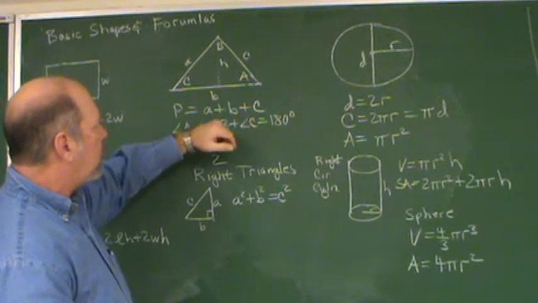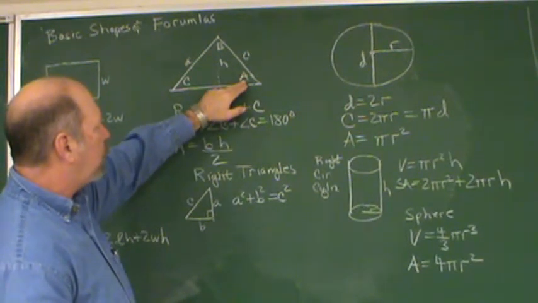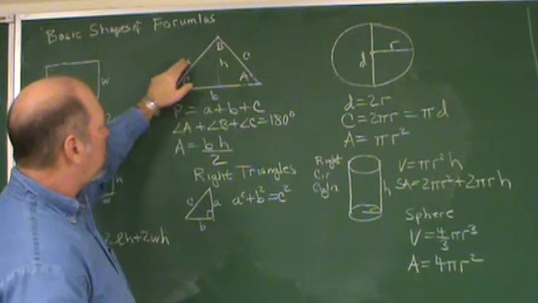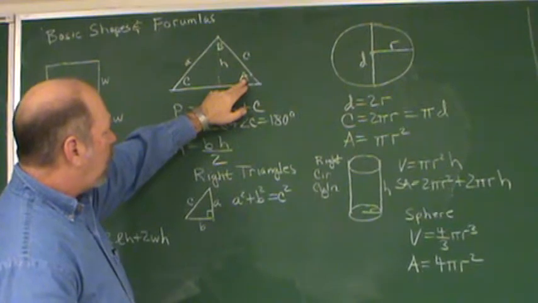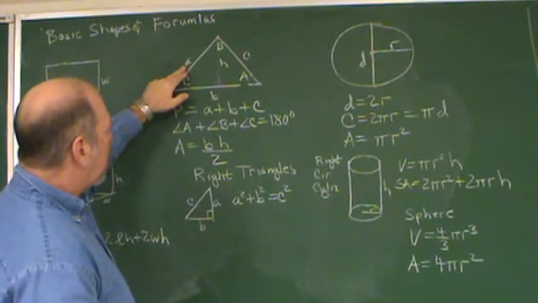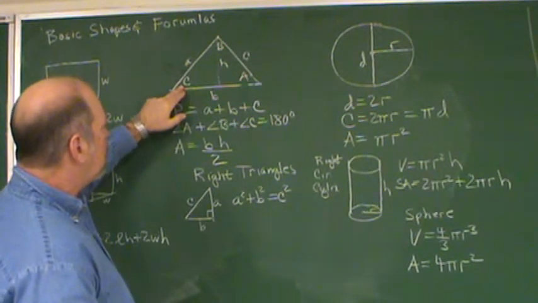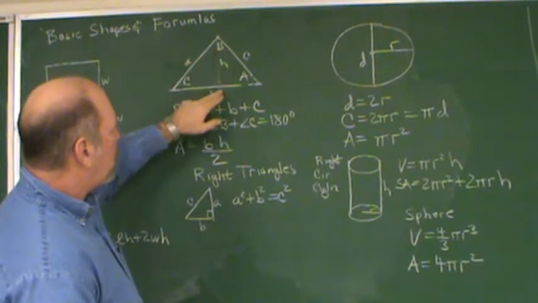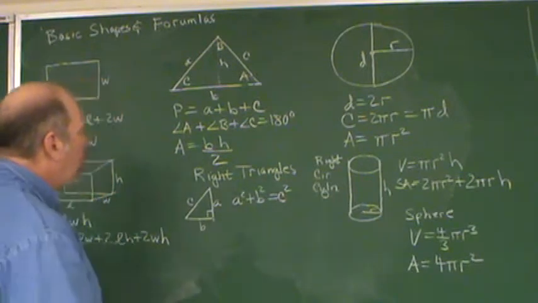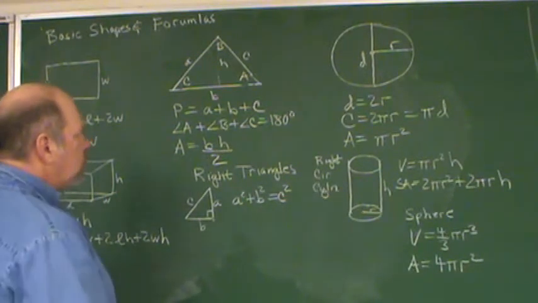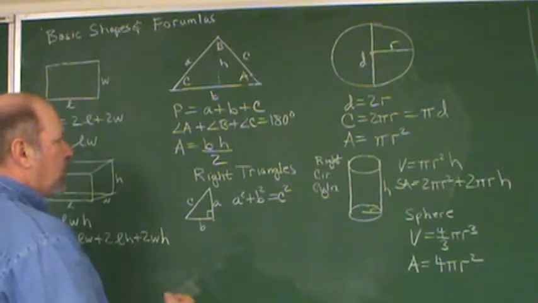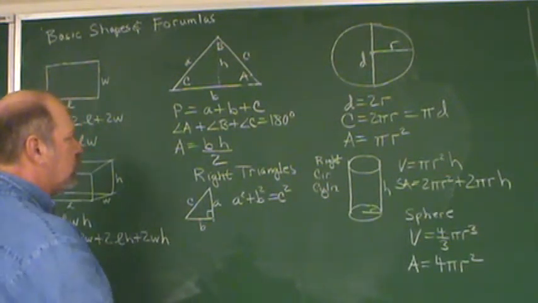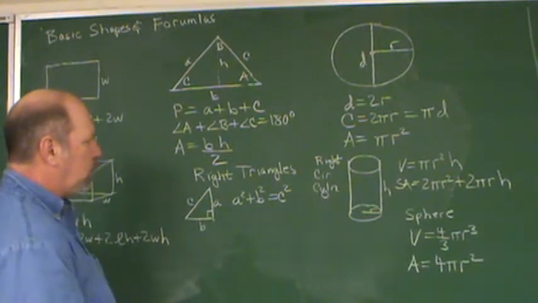Now with triangles you have interior angles, so I'm using capital A to be the measure of this interior angle A. And notice that angle A is opposite of side a. And capital C is opposite of side c, and angle B is opposite of side b. One of the basic facts about triangles is the sum of the interior angles is 180 degrees. And also the area of a triangle is going to be the base times the height divided by 2.